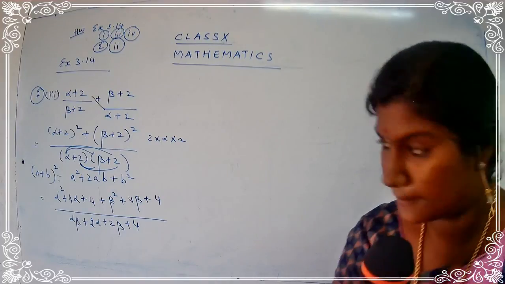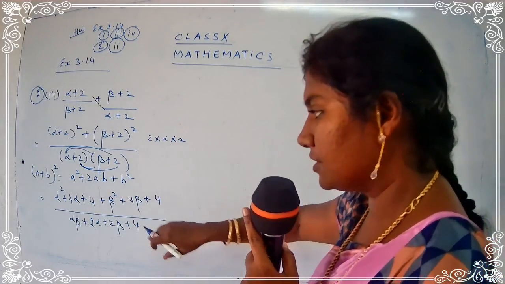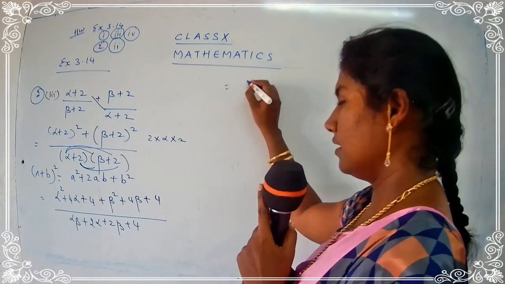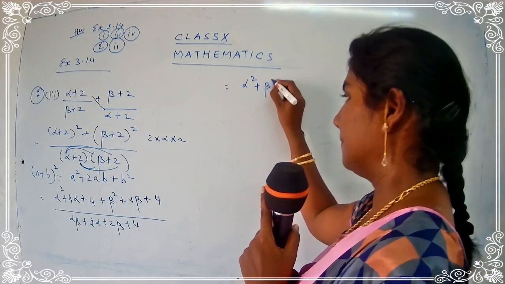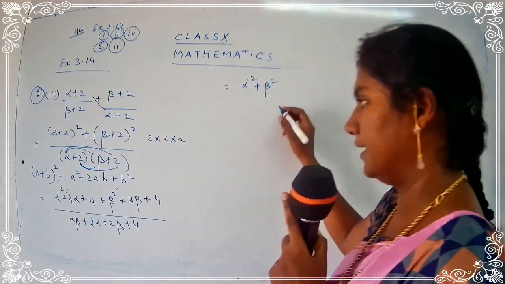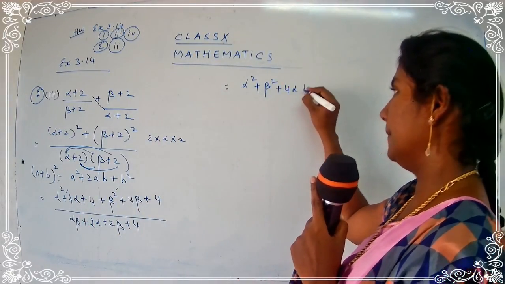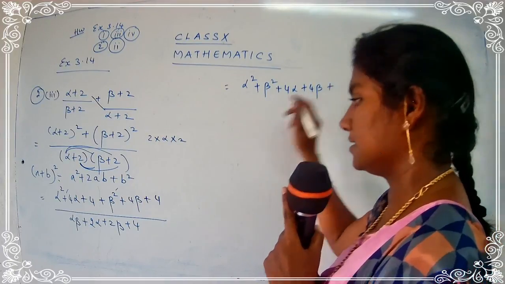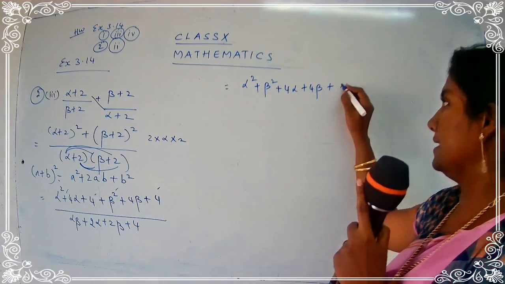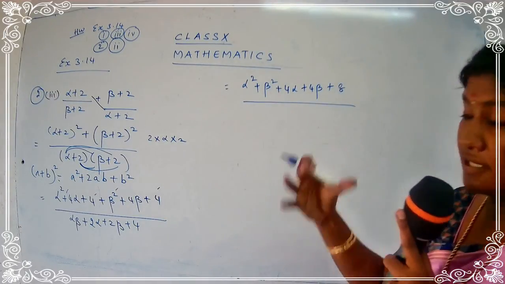Let's group the sum. This is alpha. Try to bring alpha square and beta square together. So this is equal to alpha square plus beta square. I have brought alpha square and beta square together. Bring 4 alpha and 4 beta together, plus 4 alpha plus 4 beta. What is left now? 4 plus 4. What is 4 plus 4? 8. So I have just rearranged them.